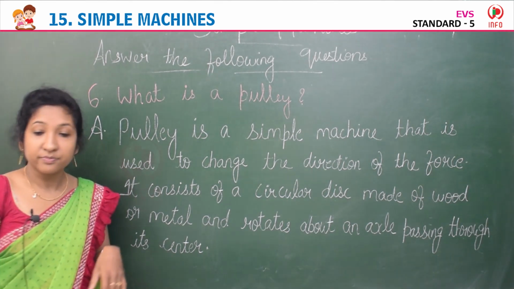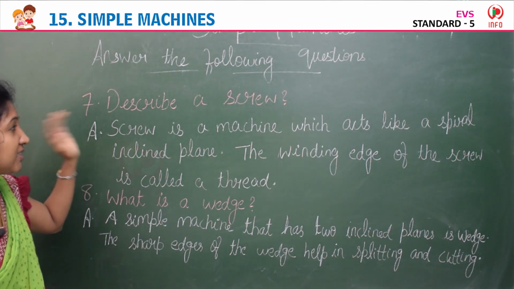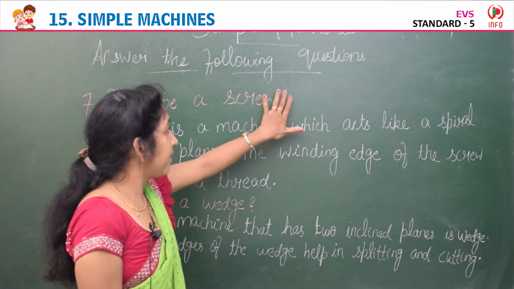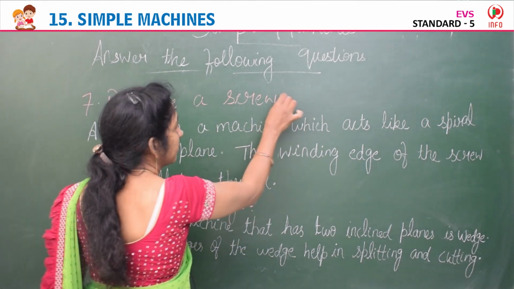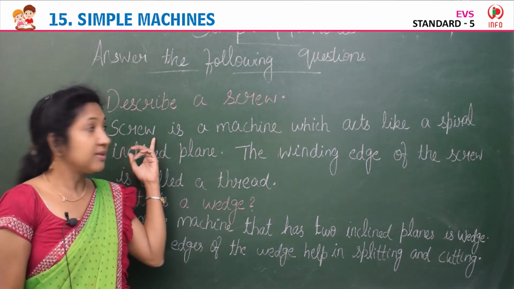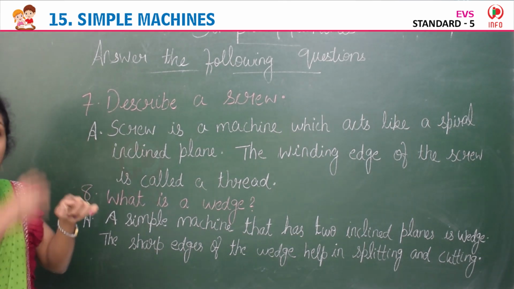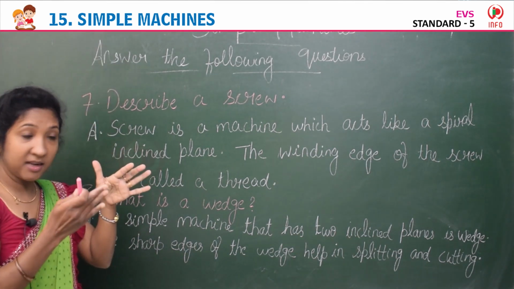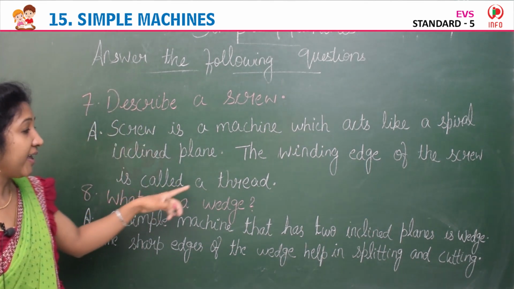Okay. Our next question, the seventh one, is describe a screw. Okay. So, a screw is a machine which acts like a spiral inclined plane. The winding edge of the screw is called a thread.